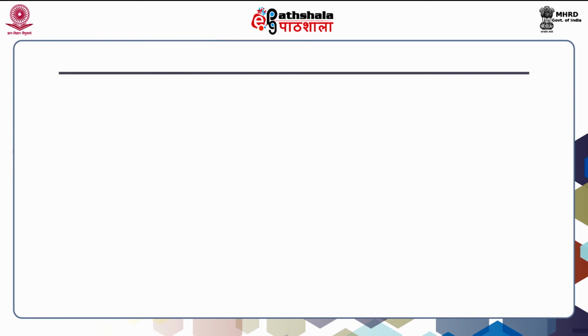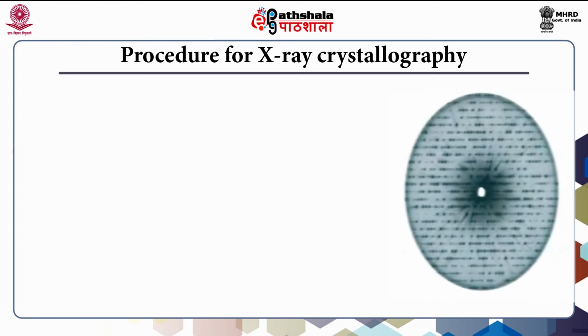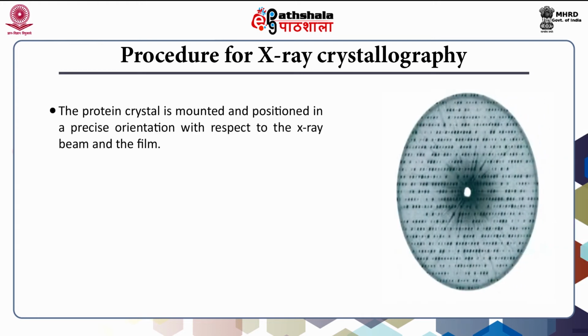By the previous slides, we already understood the general procedure of X-ray crystallography. Let us see the procedure in detail. The first thing is the protein crystal. The protein crystal is mounted and positioned in a precise orientation with respect to the X-ray beam and the film. That means the X-ray beam is coming from one side, the crystal should be at the center, and the detector is after the crystal. The crystal should be oriented in such a way that the X-ray hits the crystal and the diffracted beam goes to the film. So it should be at the center.